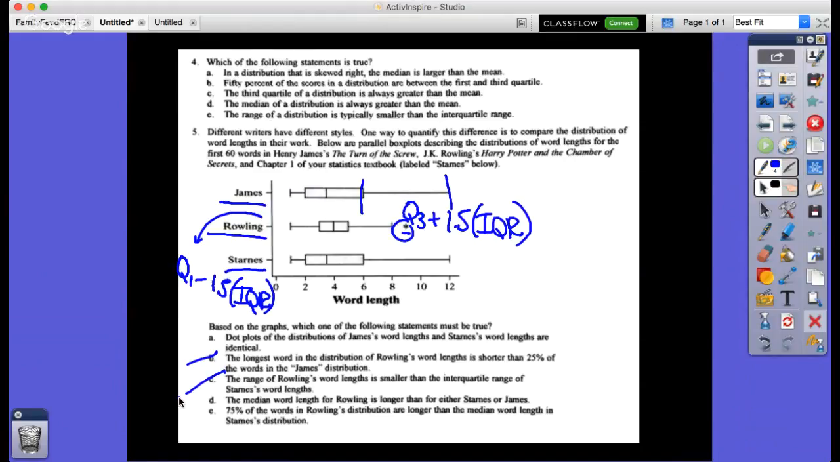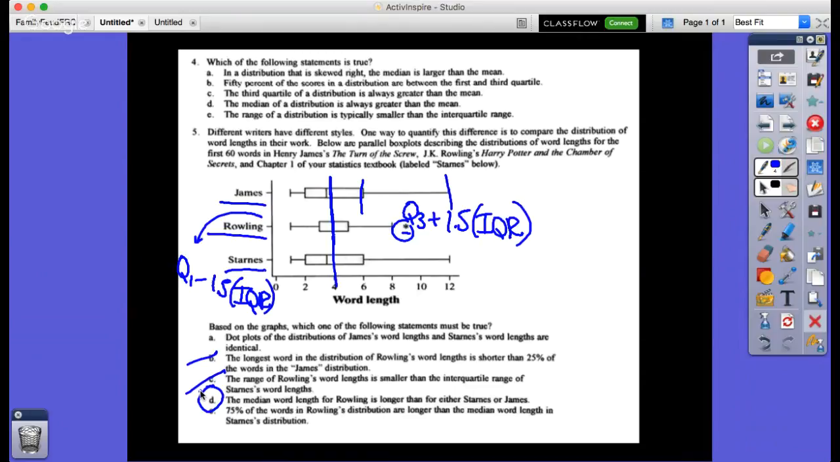D says the median word length for Rawling is longer than for either Starnes or James. Yes. I thought it was the same for... Here's the median, right? Yes. It's pretty close, but yeah, I would say that it is longer. I would say that this one, D, is true.